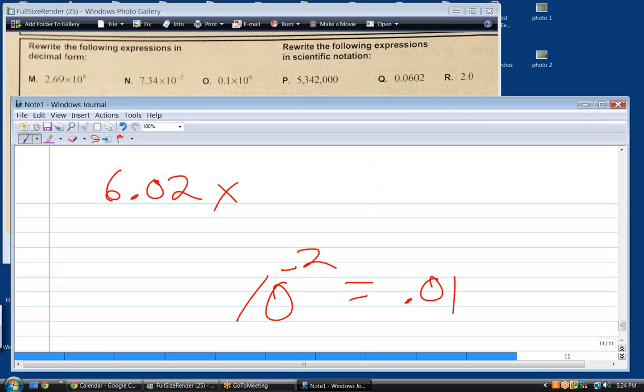Okay, in other words, 10 to the minus fifth is going to be 4 zeros, like that. So if it's positive, it's the number of zeros. If it's negative, it's 1 more than the number of zeros. You with me? Okay.